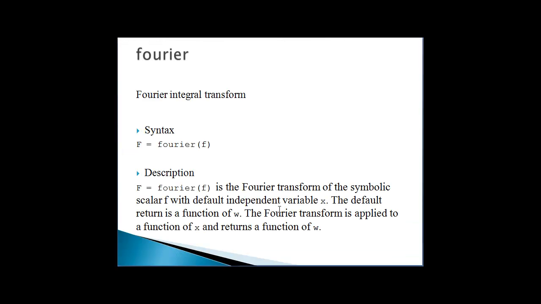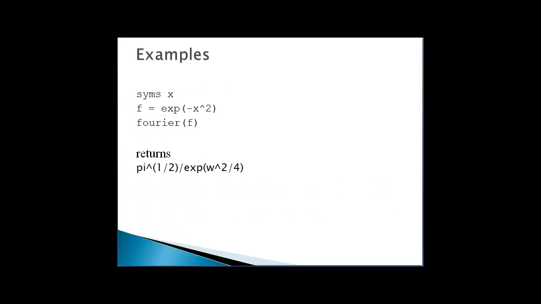Now coming towards the Fourier transform. The syntax used for the Fourier transform is f equal to fourier of f. In the bracket you have to write the function which you want to convert, or write that function equal to f and write here simply f. The Fourier transform is applied to a function of x, and returns a function of w.